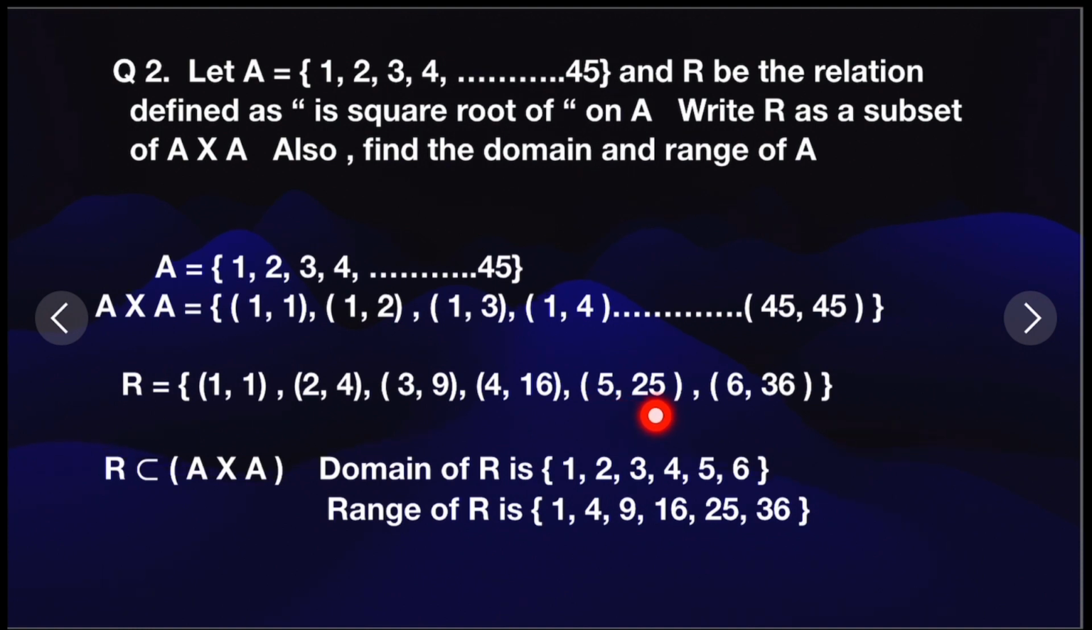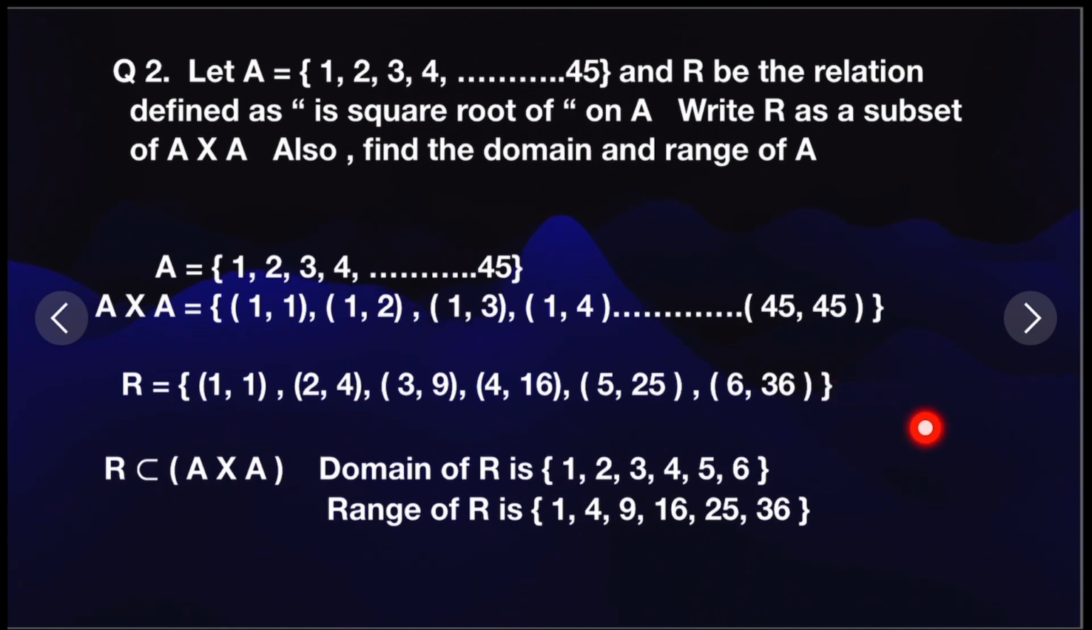5 is the square root of 25. We'll take this ordered pair. 6 is the square root of 36. That also satisfies this relation, so we'll take it. Now 7 is the square root of 49. See, it's going out of the set A, 49. We have set A only up till 45. So we will not consider 7. We'll close the bracket here.